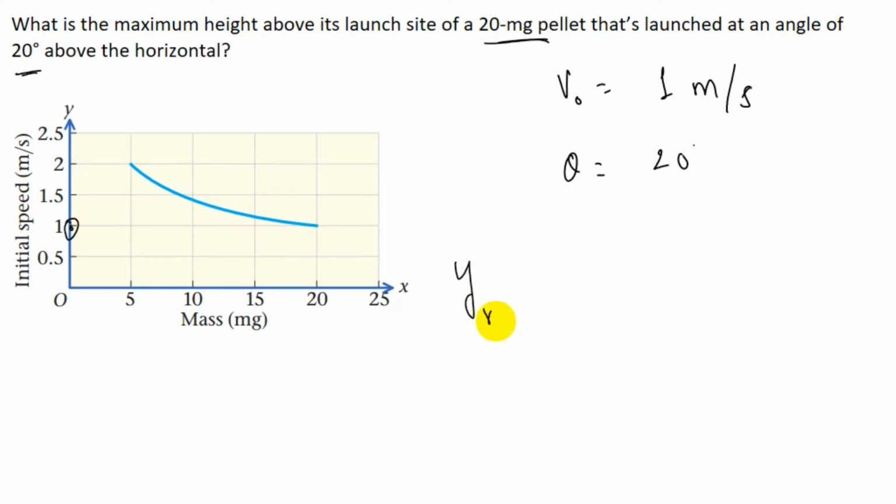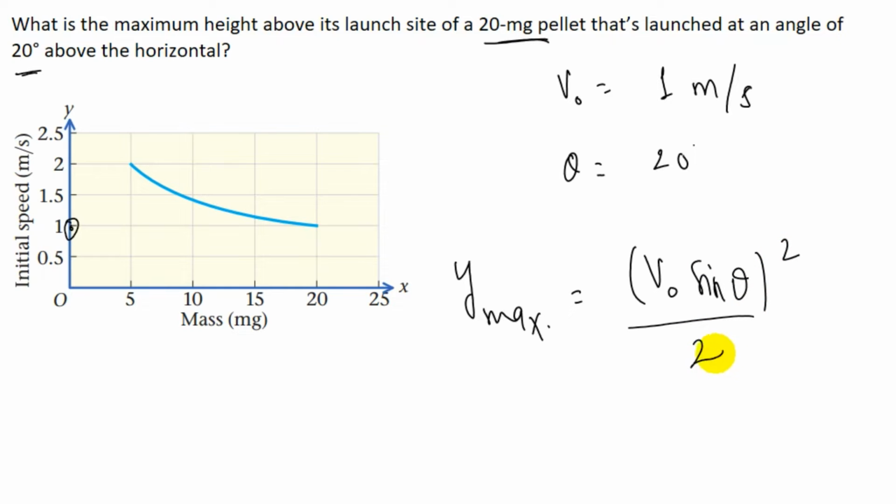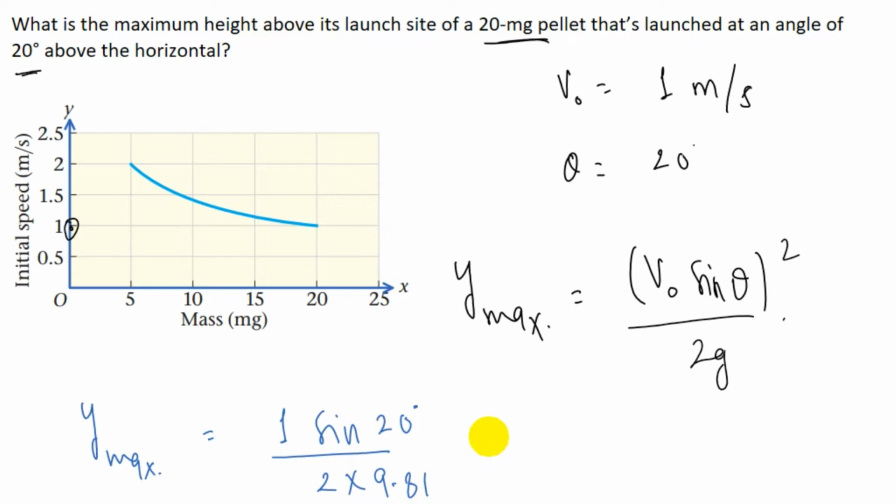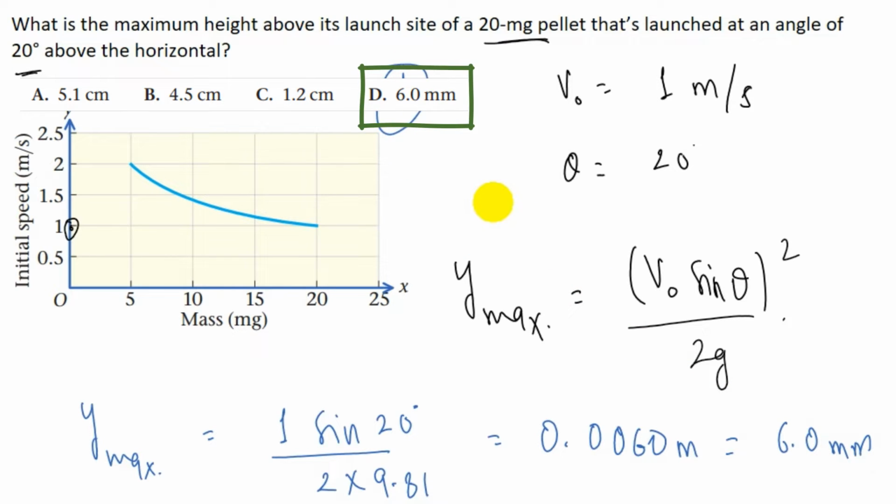We have seen multiple questions like this. I'm just writing the formula. Y max is (V0 sine theta) whole square divided by 2g. We have all the values, we can plug them in. So y max equals V0 which is 1, sine 20 degrees, squared, divided by 2 multiplied with g which is 9.81, and on solving we'll get this value to be 0.0060 meter, which can also be written as 6.0 mm. So the option D is correct, which is given in the question.